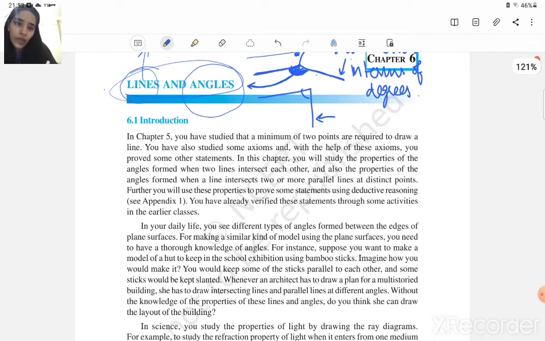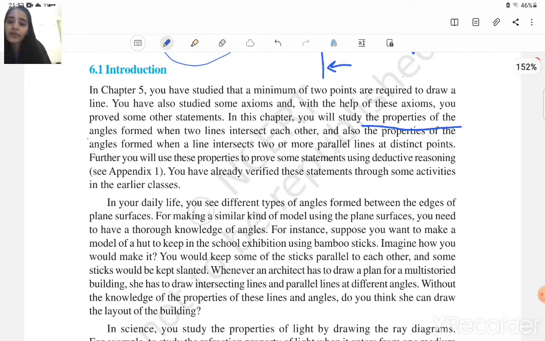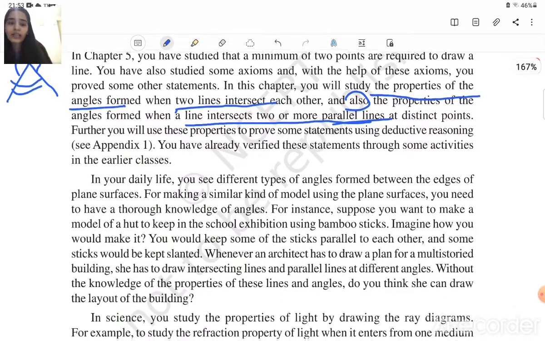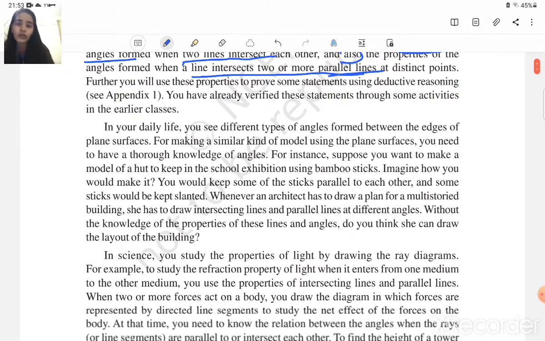So we will learn about lines and angles in this chapter. Also we will learn about the properties of the angles formed when two lines intersect. So when two lines are intersected, there are some properties which we are going to learn in this chapter. Also we will learn about when two or more parallel lines are intersected by another line. So then what are the conditions or properties of angles which will occur? We will study that also.